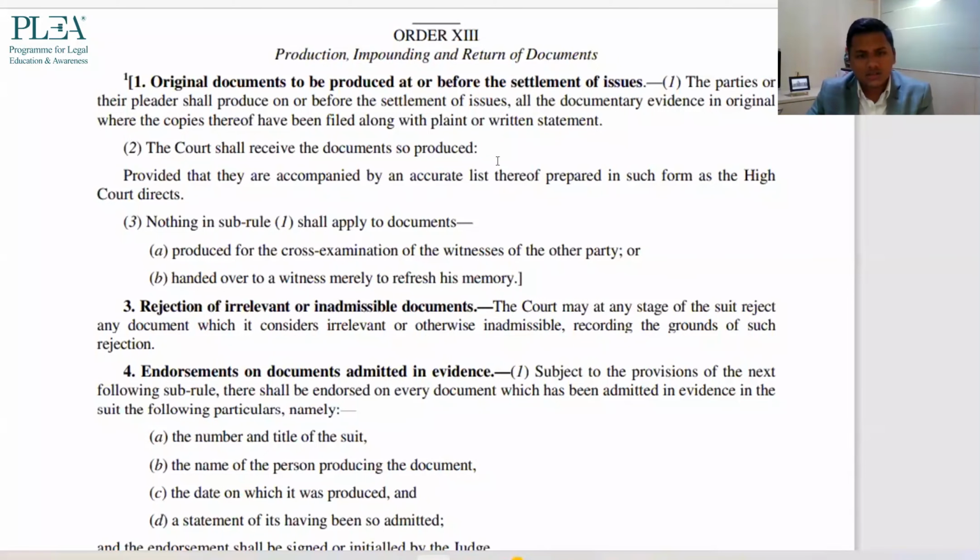Nothing in Subrule 1 shall apply to documents produced for cross-examination of witnesses of the other party or handed over to a witness merely to refresh his memory. Rejection of irrelevant or inadmissible documents. Rule 3, I am reading. The court may at any stage of the suit reject any document which it considers irrelevant or otherwise inadmissible, recording the grounds of such rejection.